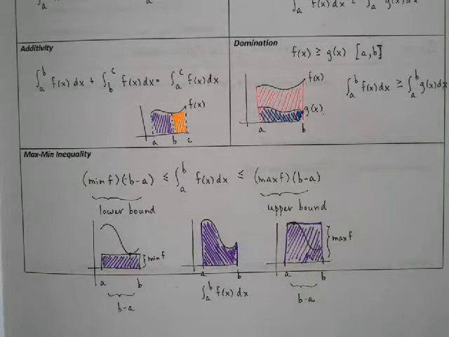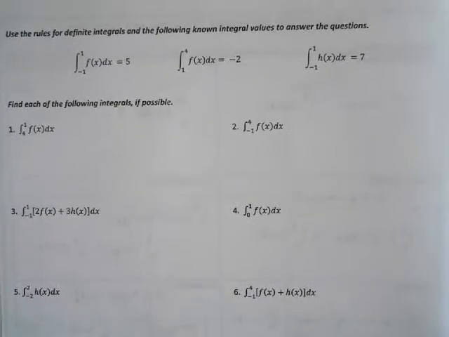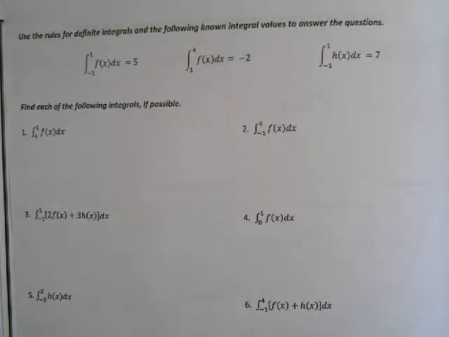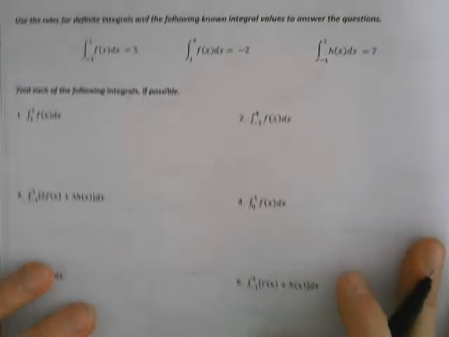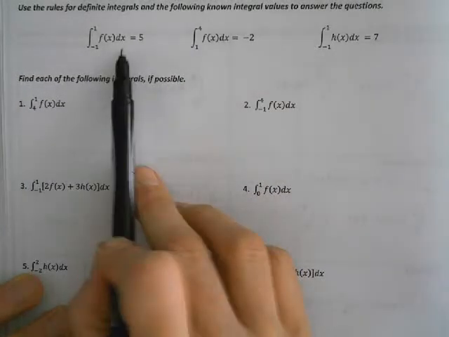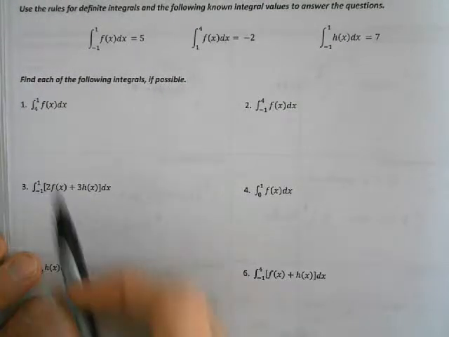All right, so let's go ahead and do some work with these properties. All right, so it says use the rules for definite integrals and the following known integral values to answer the questions. So we're going to use our properties here. So my first integral, so it says evaluate them if possible. And again, we're going to use our properties and these three known values.